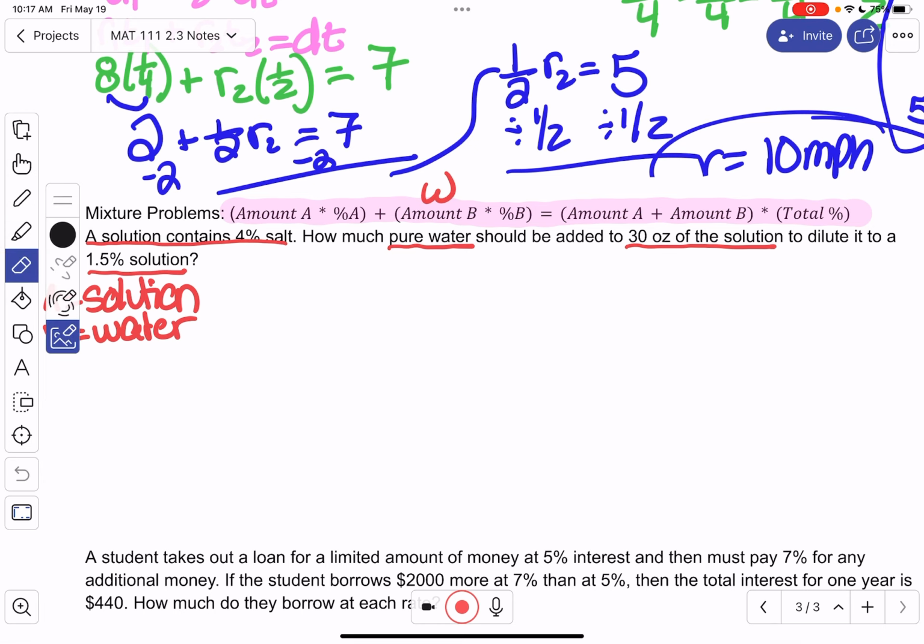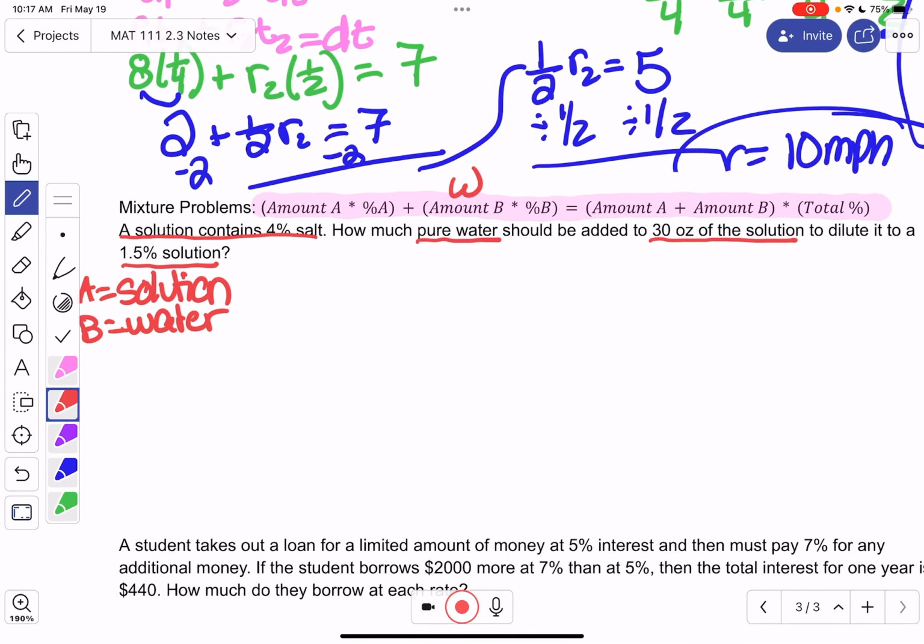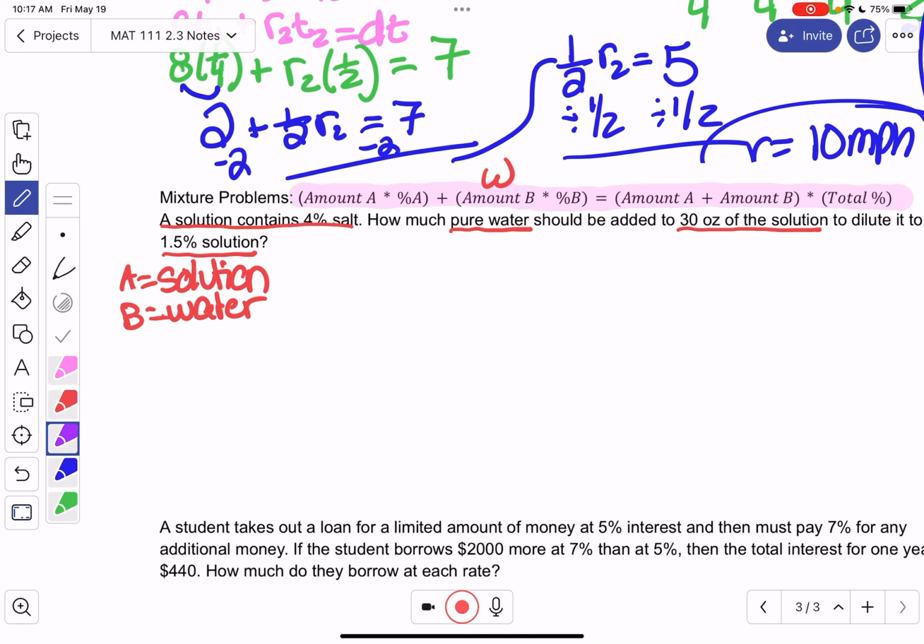It's up to you. I'm fighting with this. We'll say B. Okay, so the amount of water that we start with is, or no, the amount of A. A is our solution. We start with 30 ounces of our solution. So amount A is 30 ounces. Percent of our solution is 4%. So we would multiply that as 0.04.